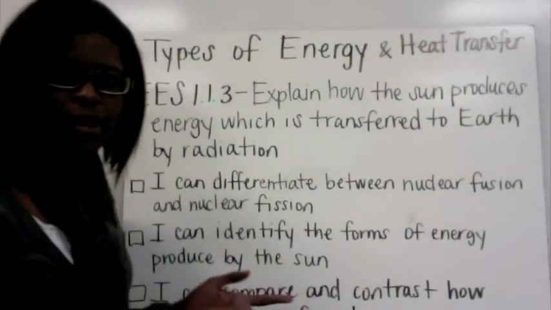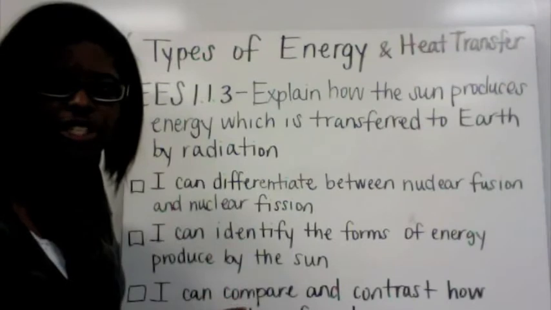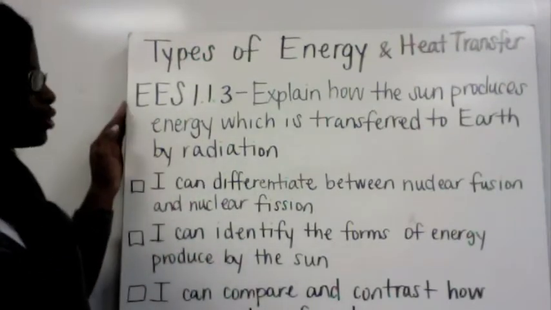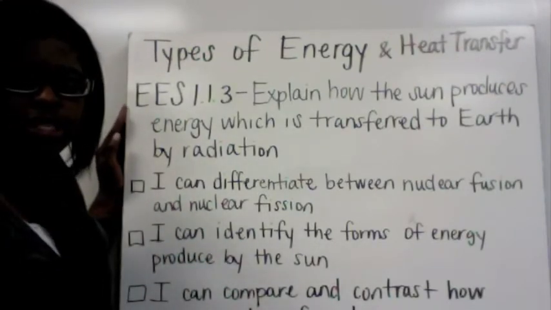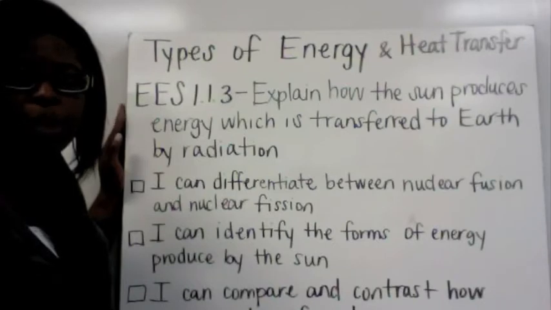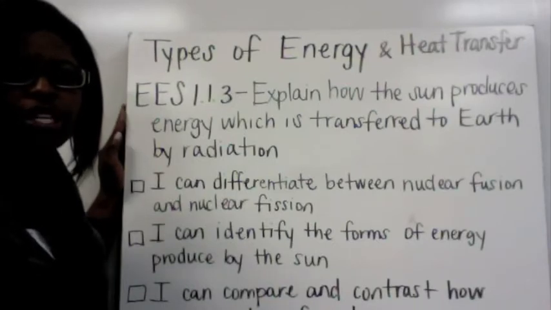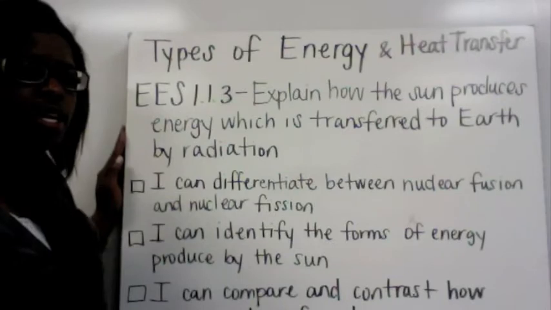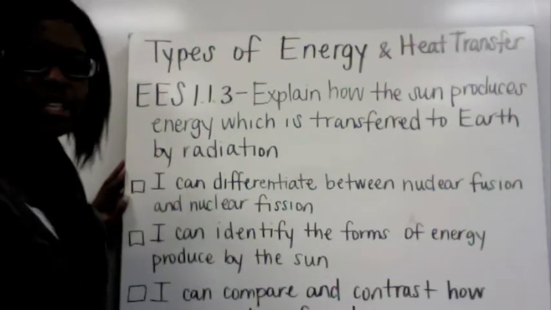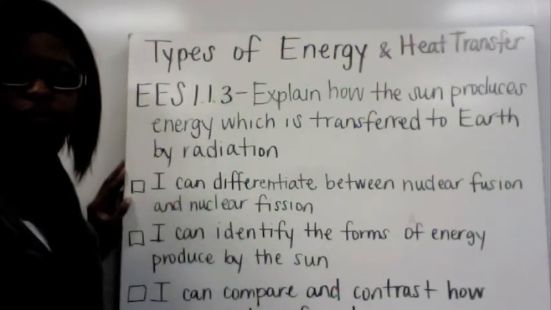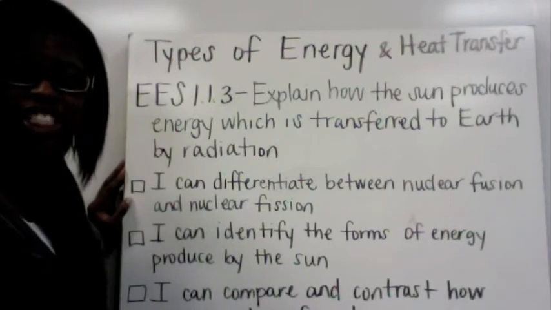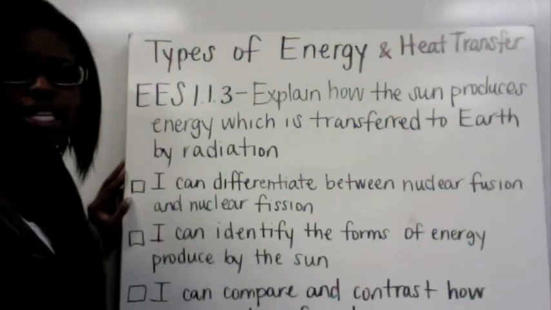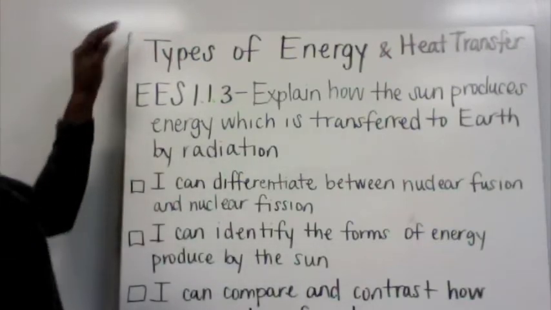Okay, in this video we're going to talk about types of energy and heat transfer. The essential standard that matches this video is 1.13: Explain how the sun produces energy which is transferred to the earth by radiation. So there are three I can statements. I can differentiate between nuclear fusion and nuclear fission. I can identify the forms of energy produced by the sun. And I can compare and contrast how energy is transferred.